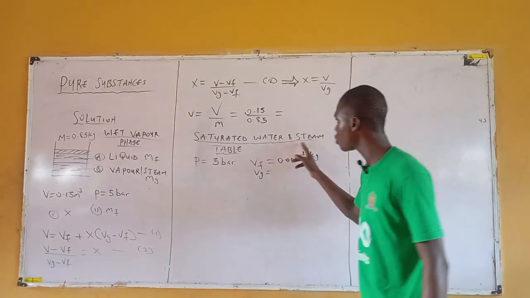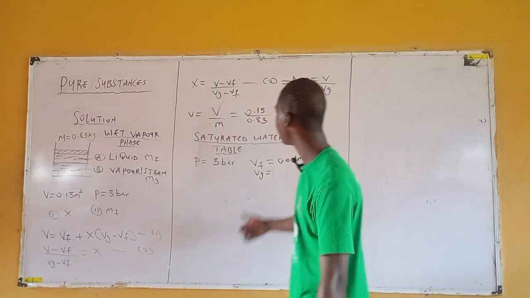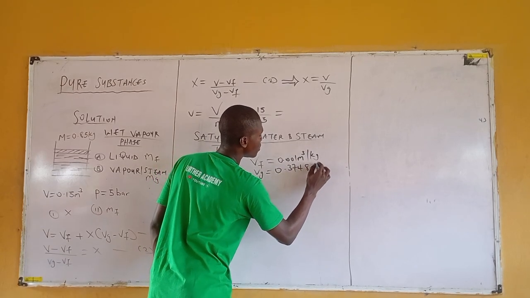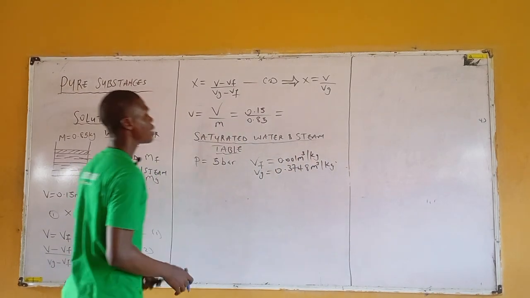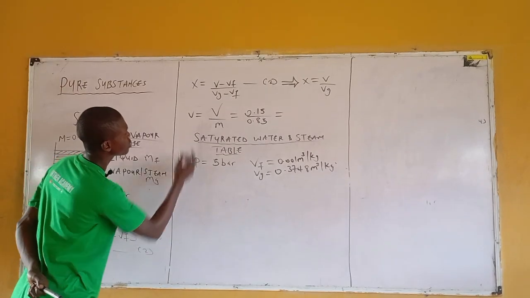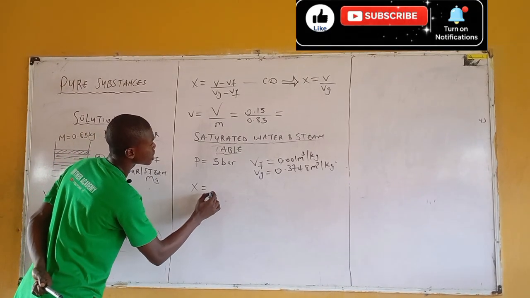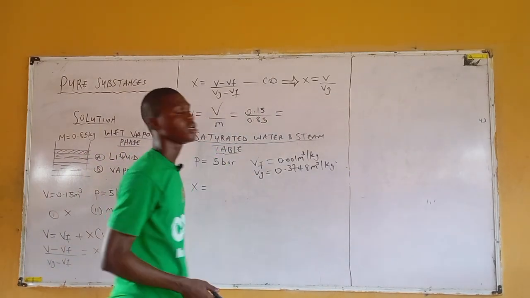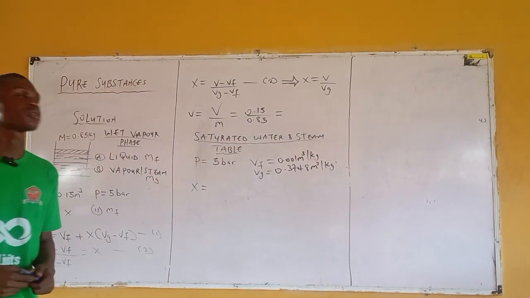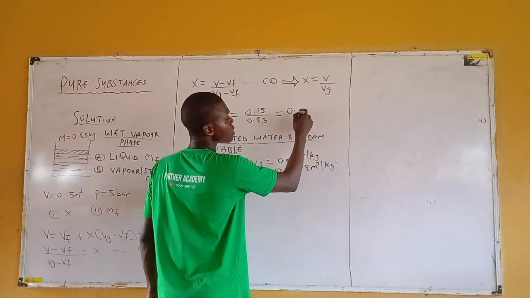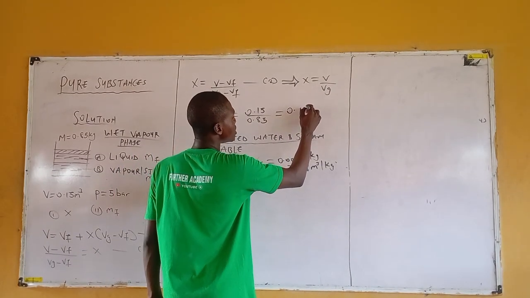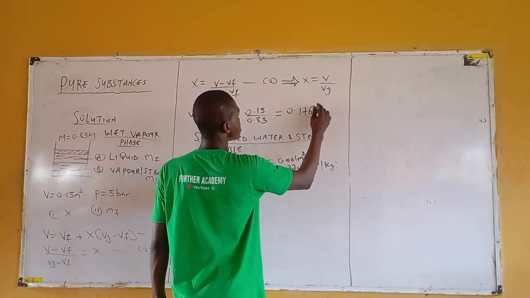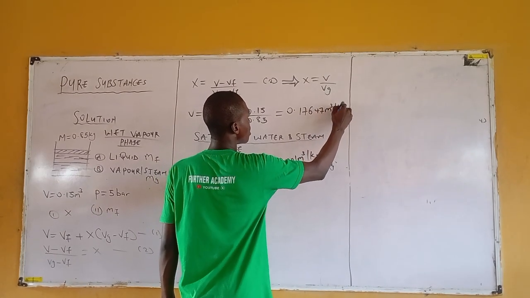Now go to the saturated water and steam table. At pressure equals 5 bar, what's my vg? 0.3748 meter cube per kg. Right? Now back to equation 2, x equals what? Your specific volume, 0.15 divided by 0.85, is 0.1764706 meter cube per kg.